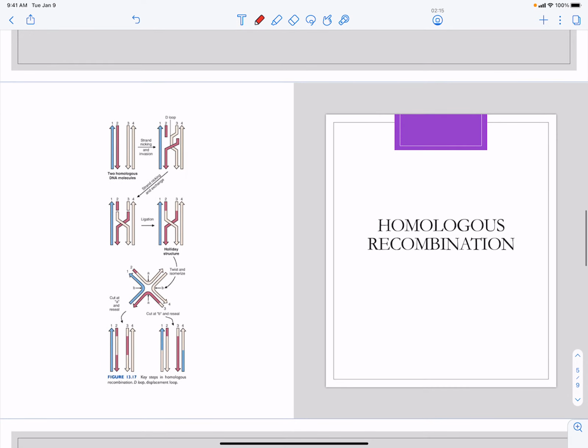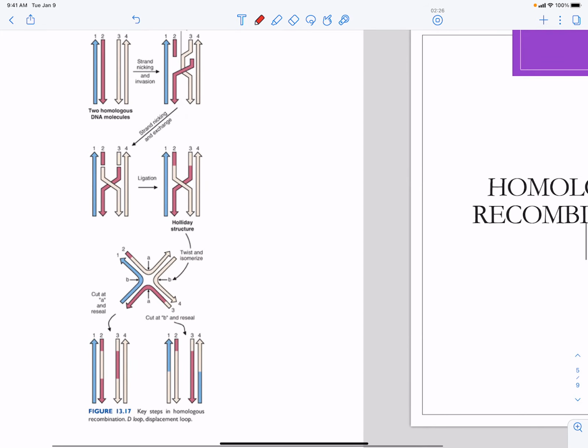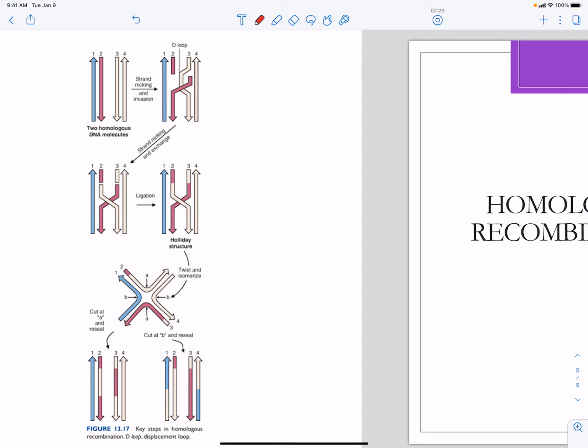And so in our homologous chromosomes, your chromatids are going to line up. Let's see if I can show this. You have your homologous DNA molecules, shown here, 1, 2, 3, and 4. Then you have your chromosomes line up. You have a break in the chromosomes, an invasion by one of the chromosomes that crosses over. And then you have an exchange of material and a ligation. So now your two chromosomes have different genes associated with them.